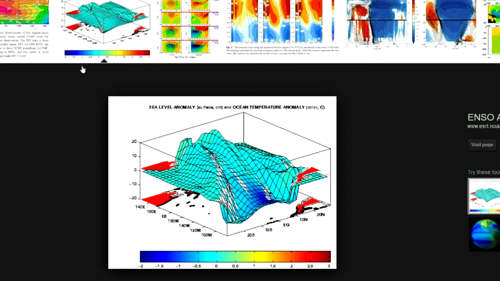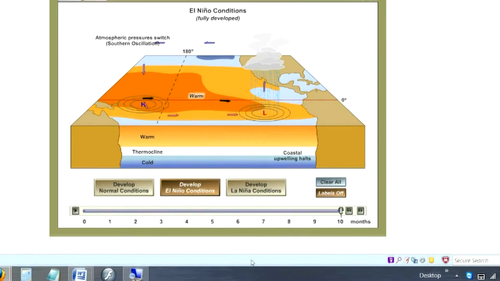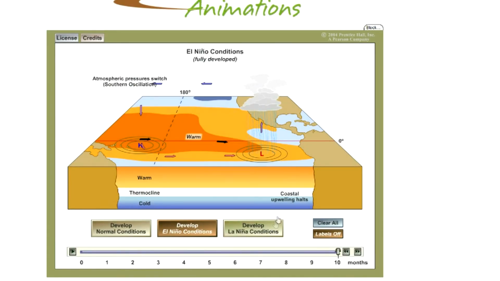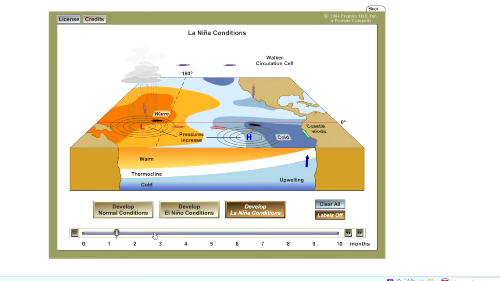And we'll continue on to La Nina. Now we're going to be looking at the La Nina conditions. This is an intensification of the upwelling of cold water along South America and North America. We'll look at it in this slide right here. As we see, we have the Walker circulation cell and everything like that.